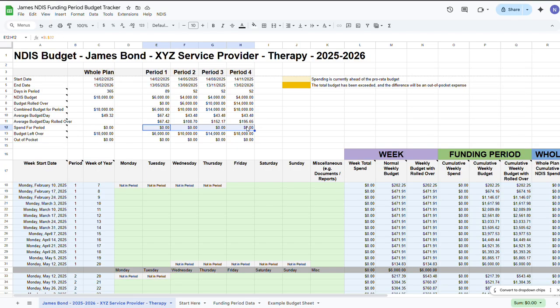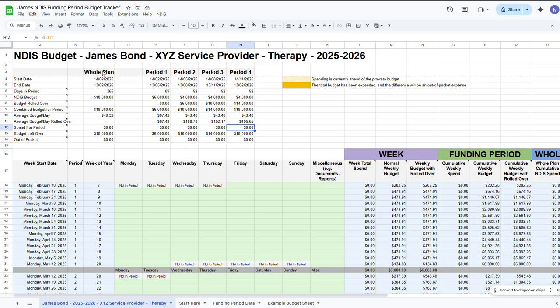At the moment, because I haven't entered any spend, it's 0 for all periods. And it tells me how much budget is left over for that particular period. And then it tells me how much money I'll be spending out of pocket. That is essentially where my spend has gone over the budget, and that's the money that the NDIS won't be paying, and I'd need to pay that out of my own funds.